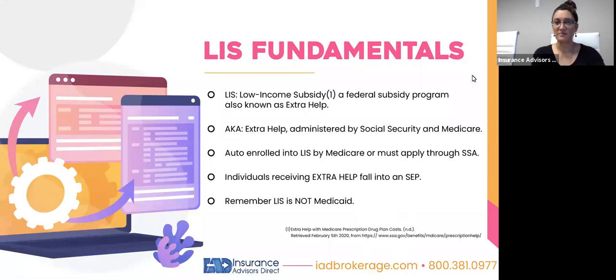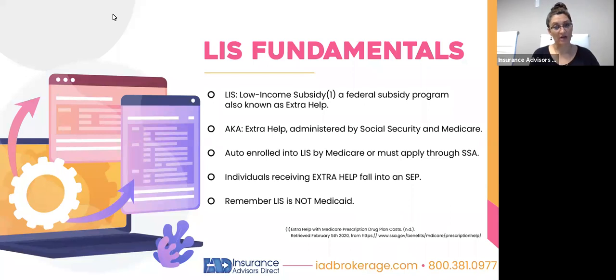So with the LIS fundamentals, obviously we have LIS, but it's also known as extra help. And that extra help is administered by Social Security. As we know, Medicaid is administered by the state, and LIS or extra help is administered by Social Security. Usually you're auto-enrolled into an LIS by Medicare, but you can also apply through Medicare.gov, which would then lead you into the SSA website. And that is usually where we will access that application. I have a couple slides coming up that'll show that for you.